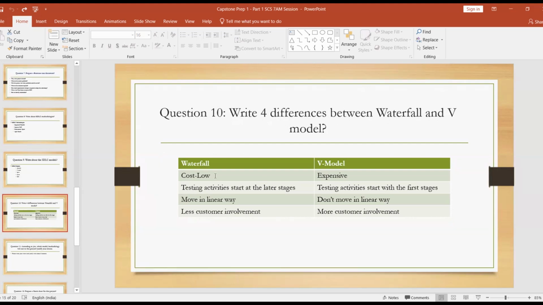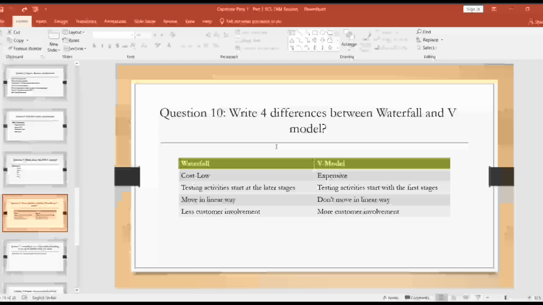So the 10th question is related to waterfall and V model differences. You have to write a minimum of 4 to 5 differences between the waterfall model and the V model. If you can write more, you can go with that. Before writing this, you can give the definition and elaboration of what waterfall and V model are, and then follow with the differentiation so that it would be more effective.